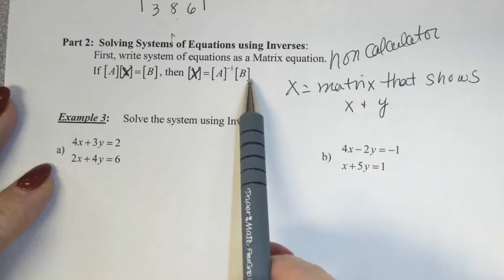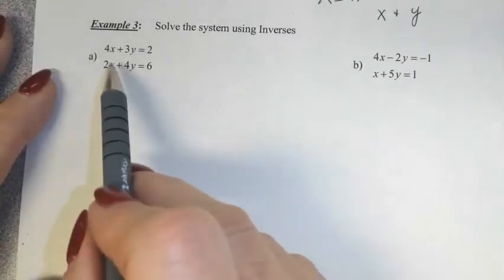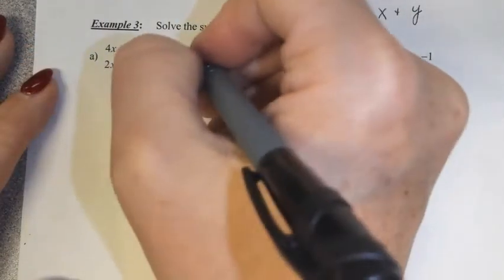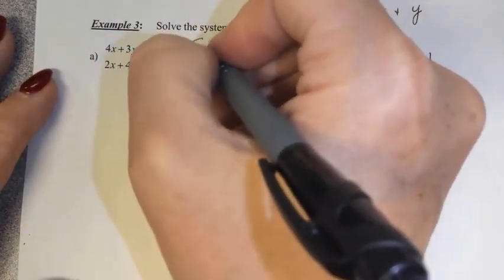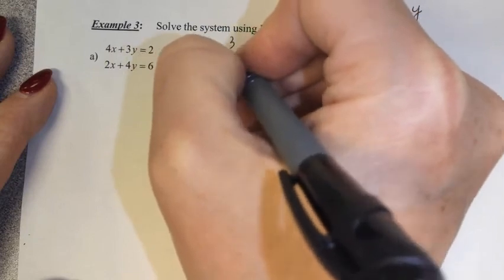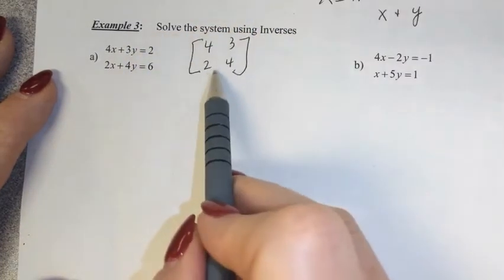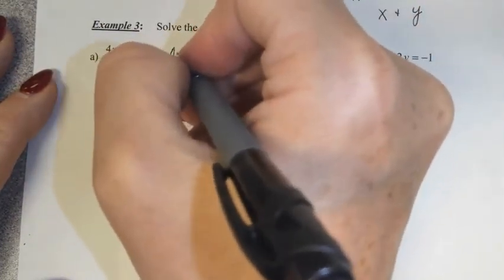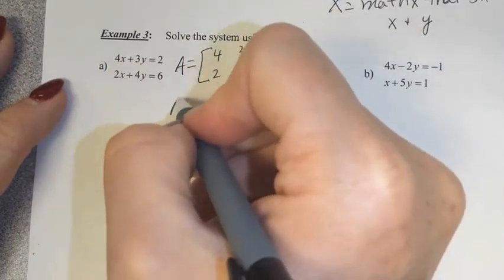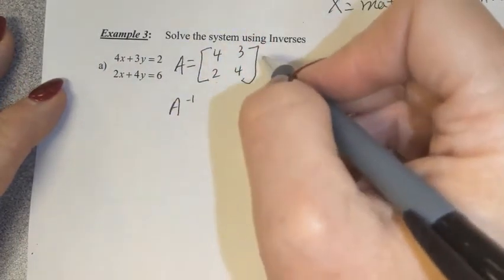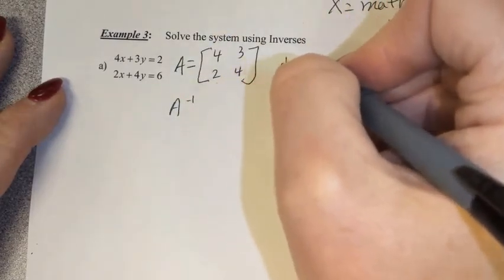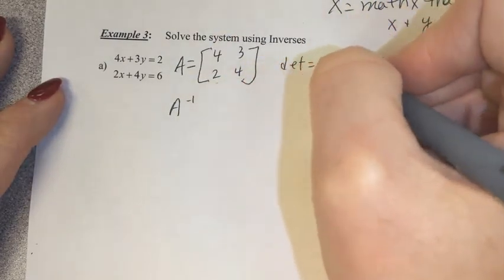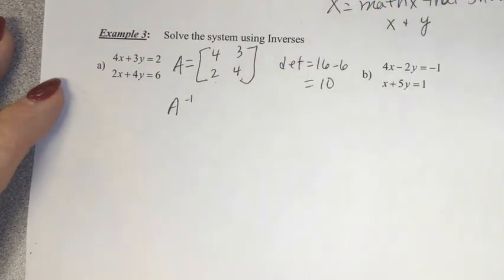So we talked before about how we can use our calculator to easily find an inverse, but you should also remember how to find it by hand. So I'm going to go ahead and find the inverse. First we're going to write the original matrix, 4, 3, 2, 4. And remember how to find the inverse of this. What we have to do is find the determinant first. So to find the determinant, we're going to do 16 minus 6. And that's going to give us 10.